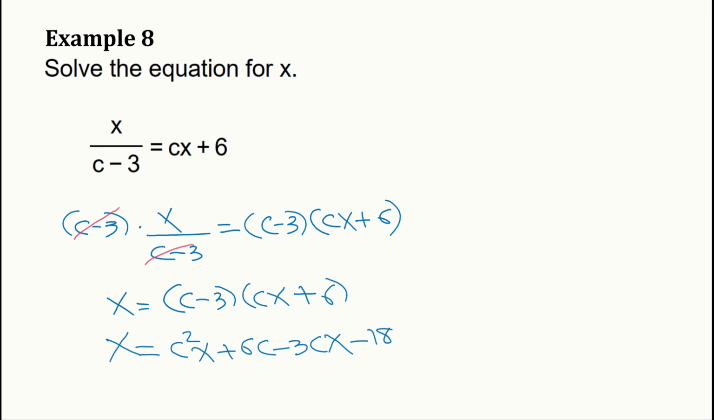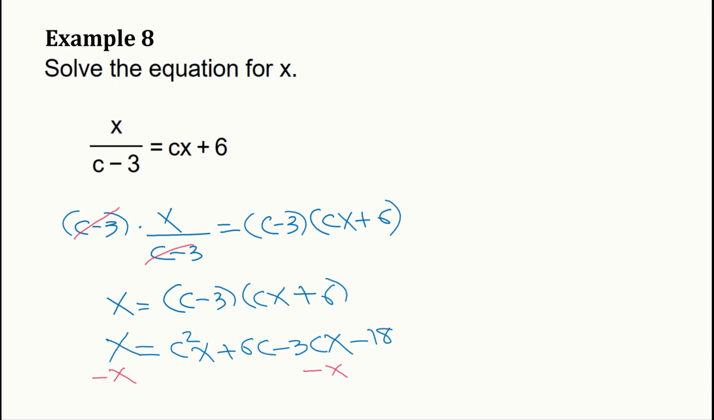Okay, so now we're solving for x, right? So we want to get all the x's on one side. So since I already have two x terms on this side, let's go ahead and move all the x's to this side. So that means we're going to go ahead and subtract x from both sides. Doesn't matter where I really put it. I'll just put it under this one since it's a first degree term.